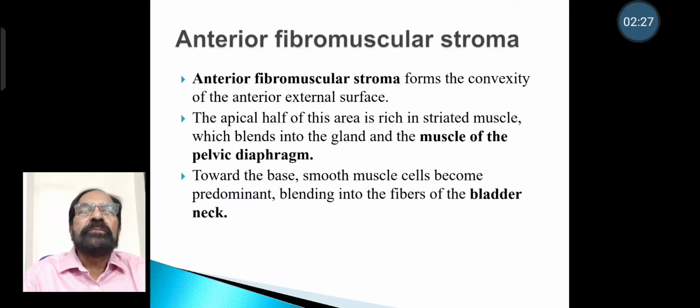Anterior fibromuscular stroma. Anterior fibromuscular stroma forms the convexity of the anterior external surface. The apical half of this area is rich in striated muscle, which blends into the gland and the muscle of the pelvic diaphragm. Towards the base, smooth muscle cells become predominant, blending into the fibers of the bladder.